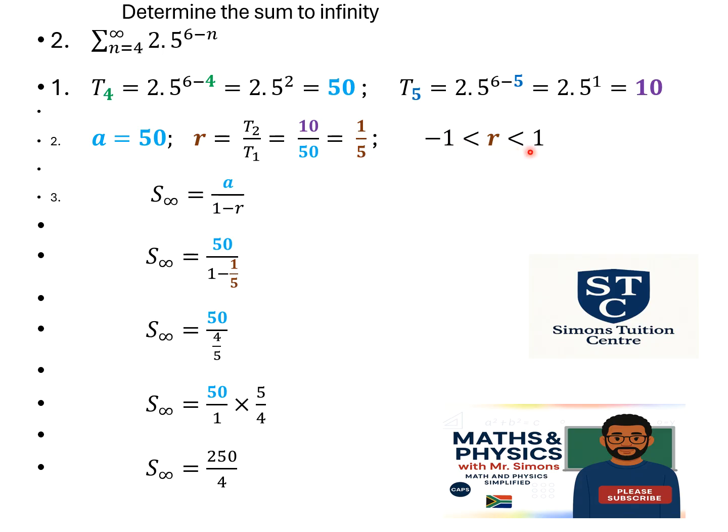Again, 1 over 5 is less than 1 and greater than minus 1. Therefore, I know I'm dealing with a converging series, so I can find the sum to infinity. So the sum to infinity equals a over 1 minus r, right? a equals 50, r equals 1 over 5, so 1 minus 1 over 5 gives me 4 over 5. Change division to multiplication and flip the bottom fraction, so that becomes times 5 over 4. 50 times 5 gives me 250 divided by 4. So the sum to infinity equals 250 over 4.